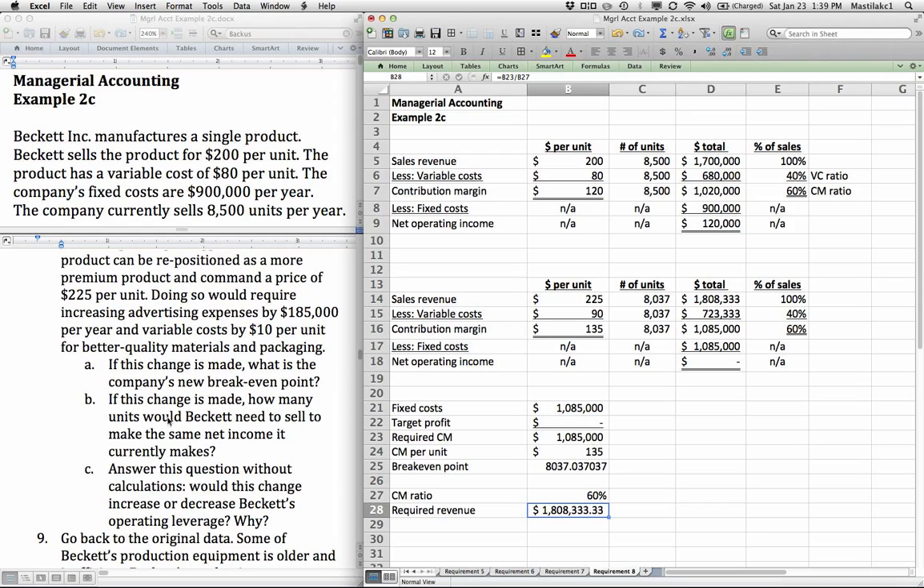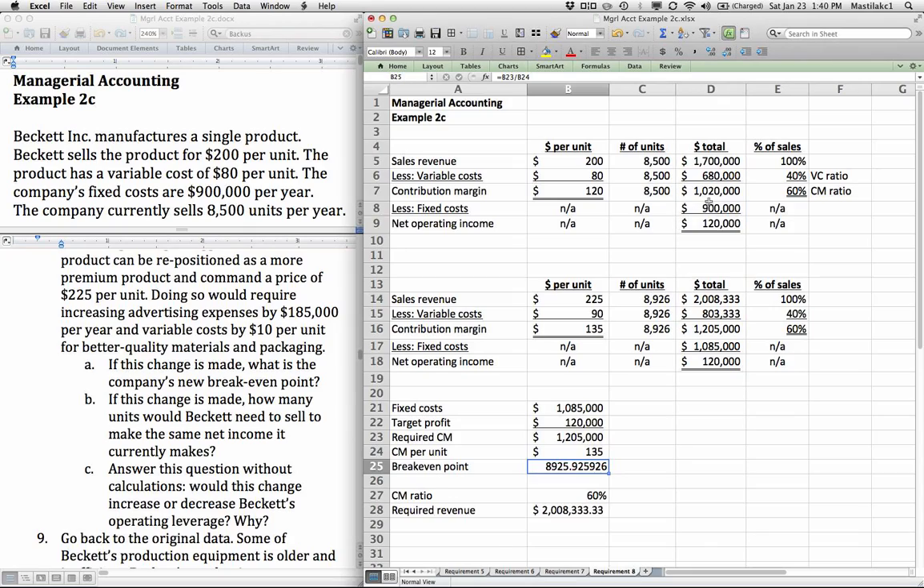All right, let's continue on. If this change is made, how many units would Beckett need to sell to make the same net income it currently makes? So here's where our target profit slot helps. We can just plug in our current net income as our target profit and say now, in order to make our target profit of $120,000 with our increased fixed cost of $1,085,000, our required contribution margin is $1,205,000. Our new CM is $135 per unit, so we would need to sell 8,925 units, or 8,926 if we round up.